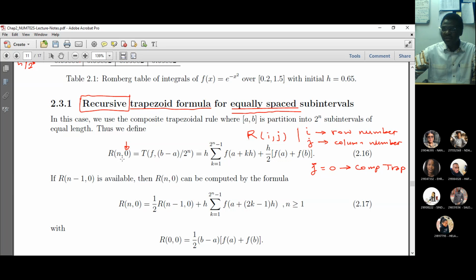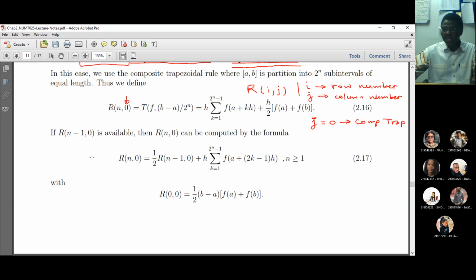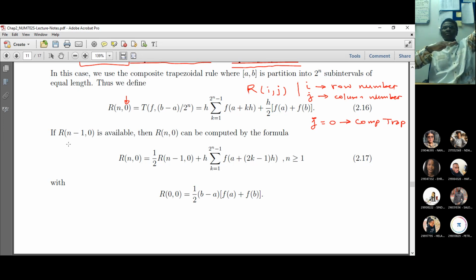For a given n, this is the formula, but now we are going to generate a recursion on n. Instead of using this all the time, we assume that R is the previous. If I'm in the first column, the column of the trapezoidal rule, and I know the formula in the previous row, I want to compute the current entry of the row in the first column, knowing the previous one. That's the recursion.